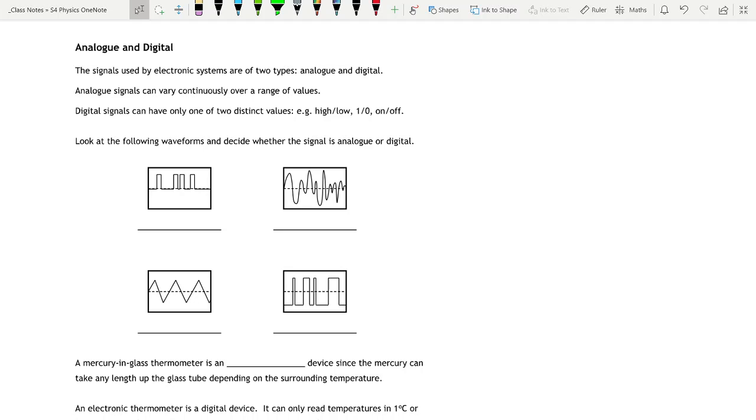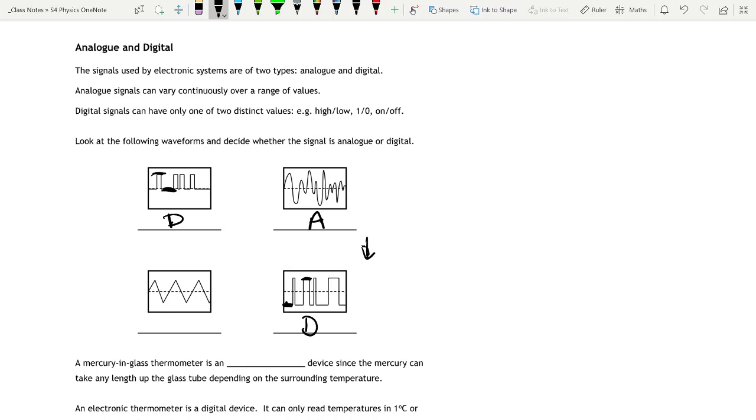So the first one is definitely digital because you can see it's either that value or that value. There's nothing in between. It goes straight up to the other one. The one to the right of that is analog because it's all over the place. It could be any value there. I'm going to go down here. Again, that value or that value, nothing in between.